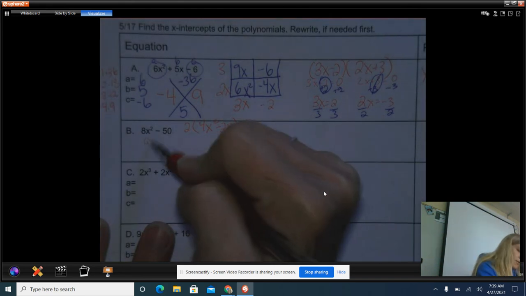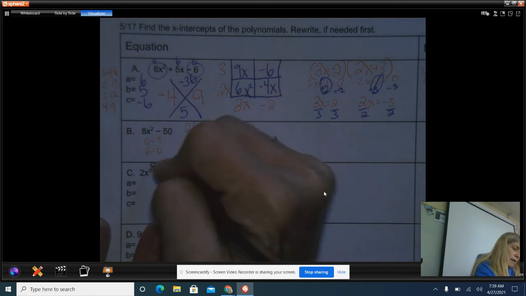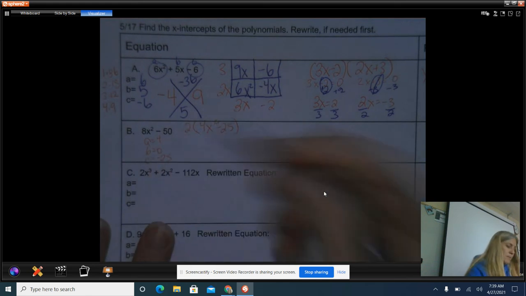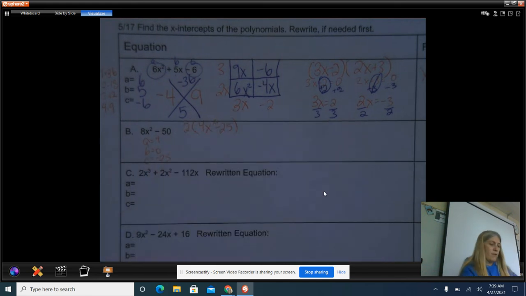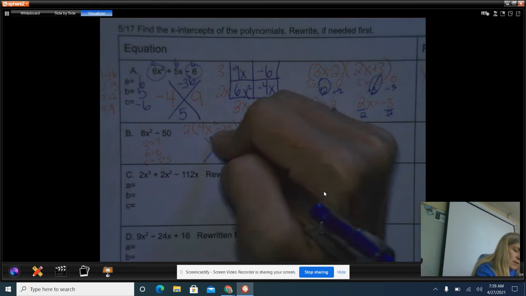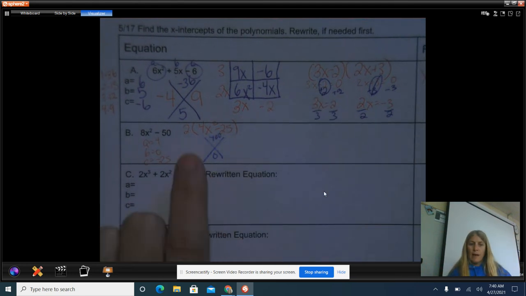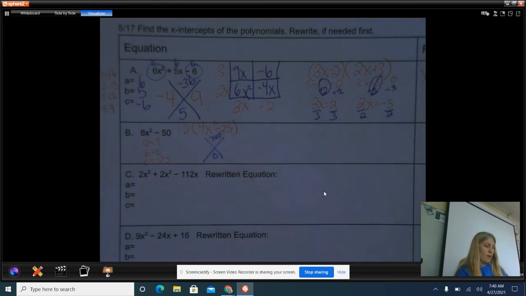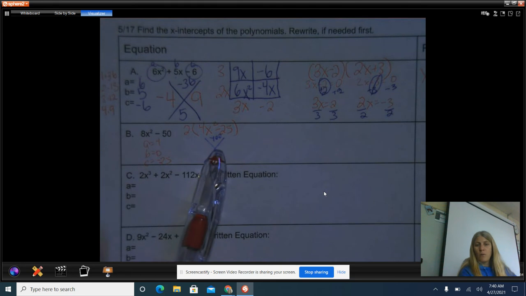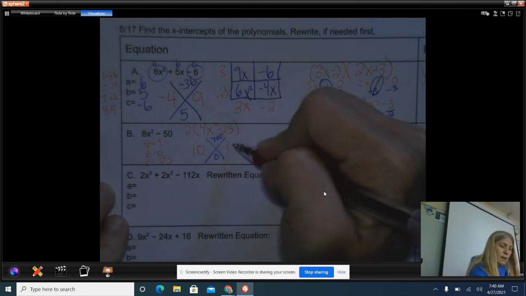So my A is 4, my B is 0 because there is no x, and my C is -25. Now, whenever we have one of these for our diamond problems, 4 times -25 is -100, and B is 0. When we have that 0 down below, that means the right and the left are going to be perfect squares. And I know the square root of 100 is going to be 10. So I'm going to have one 10 and one -10.